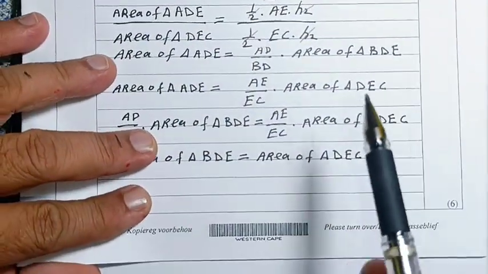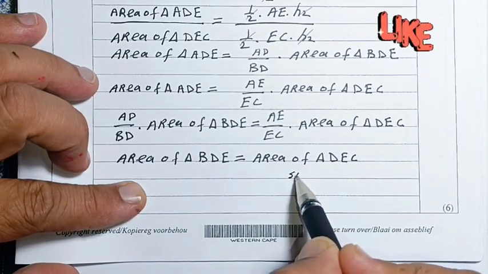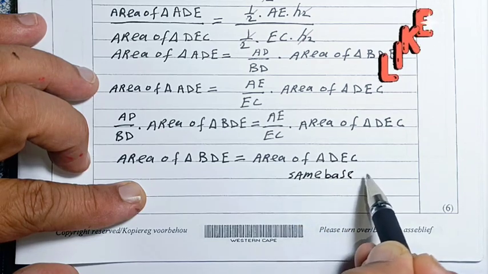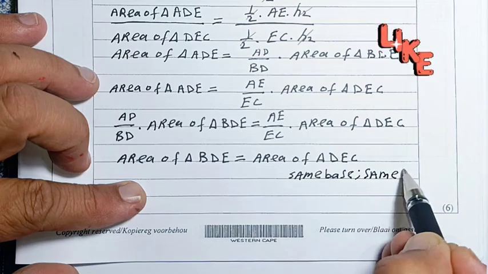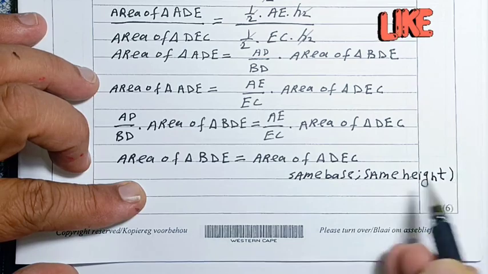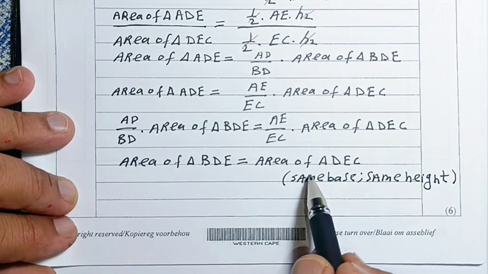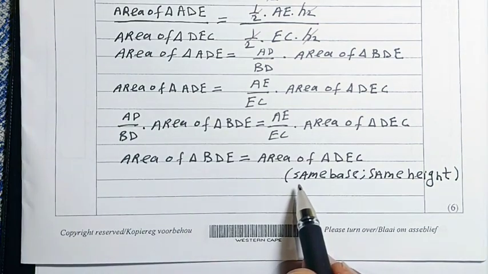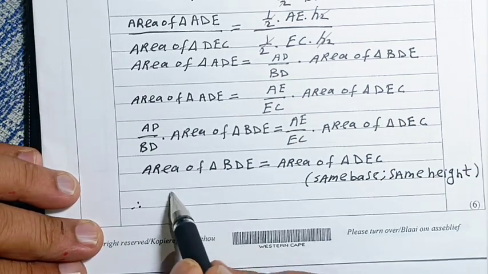So we will give the reason here. Same base, same height. Very important, you have to give the reason. Same base, same height. That's why the areas are equal to each other. Now if this is the case, then all of these triangles that we did are equal to each other.